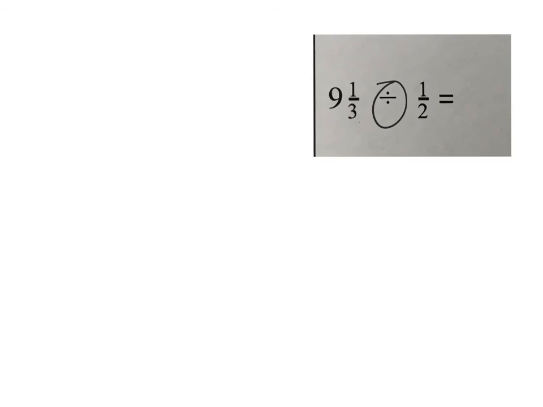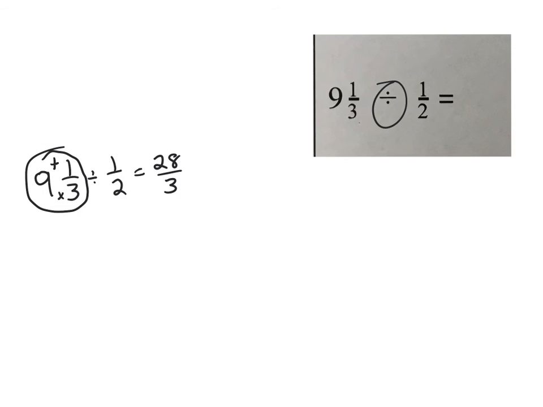Next problem is division. Let's go. 9 1/3 divided by 1/2. You cannot divide until you've turned any mixed number into an improper fraction. So we have to turn this into an improper fraction. We say 3 times 9 is 27, plus 1 is 28/3. I'm just going to rewrite it. 28/3 divided by 1/2.